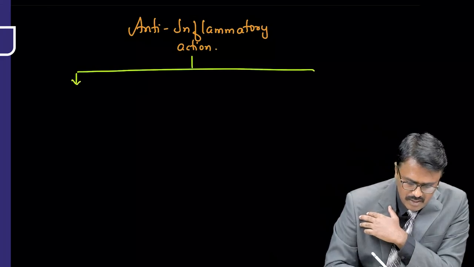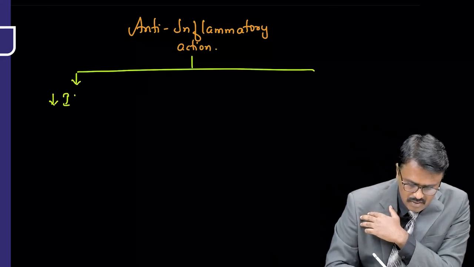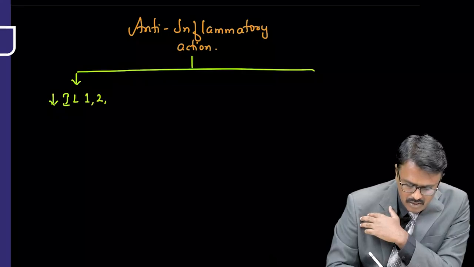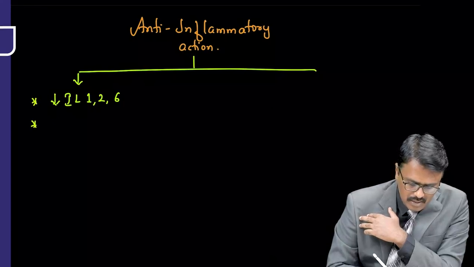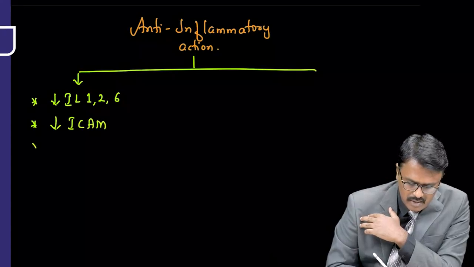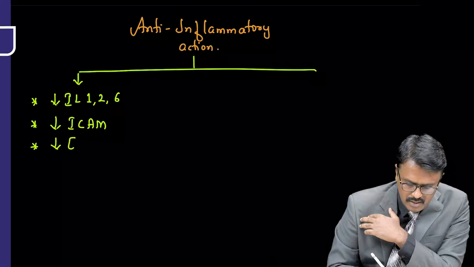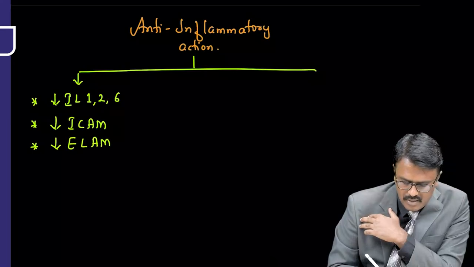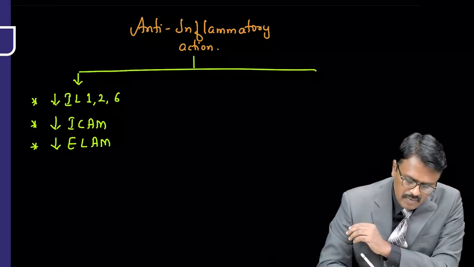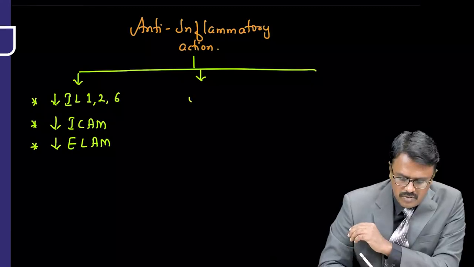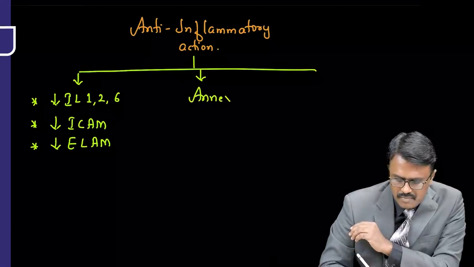What do they do? They decrease the interleukins: interleukin 1, interleukin 2, interleukin 6. Not only that, they are known to decrease the intracellular adhesion molecule. They are also known to decrease the ELAM, endothelial leukocyte adhesion molecule. And apart from that, they are known to produce annexin 1.